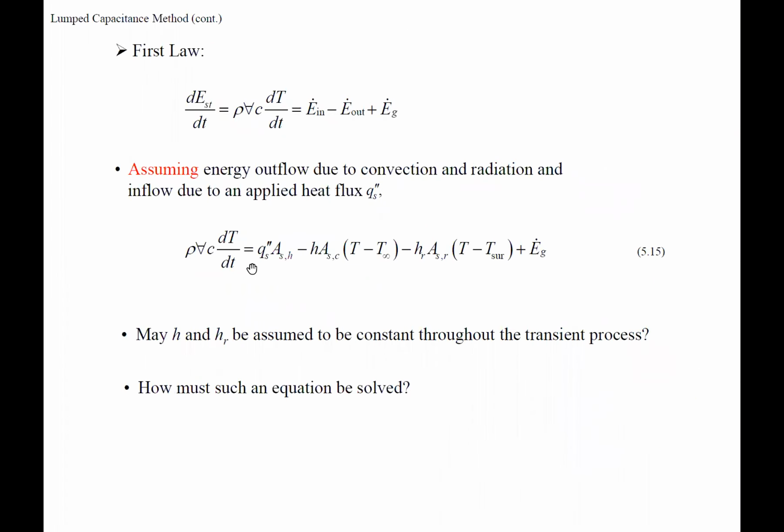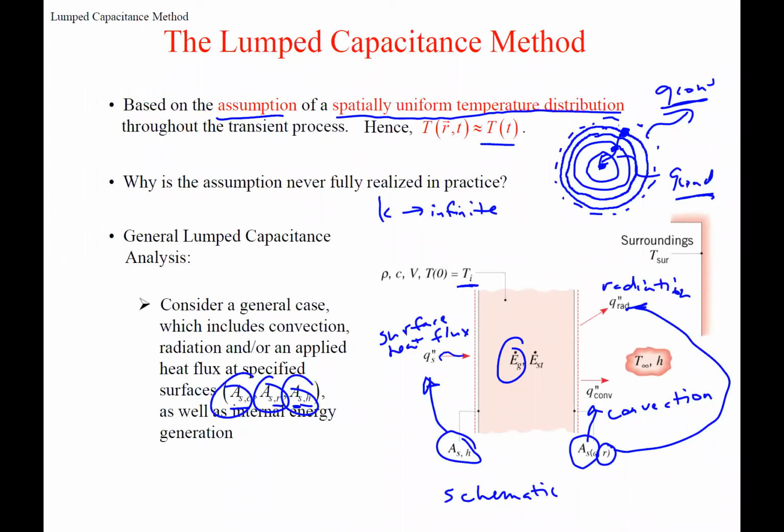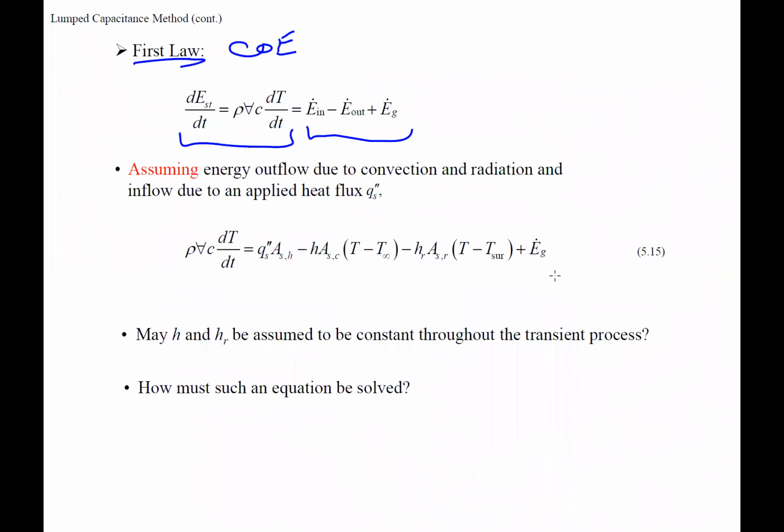So in that case, we can start with our COE, right? We have our energy stored, and then we have E in, E out, and energy generated. So we look at our schematic, what's in, what's out. We have our heat flux going in, radiation out, convection out, and our energy generated. Okay. So heat in is our heat flux, out convection, out radiation, and we have our energy generated that we all of a sudden have applied, right?